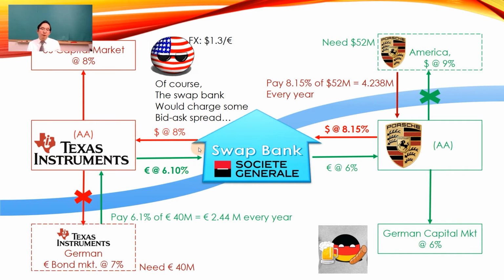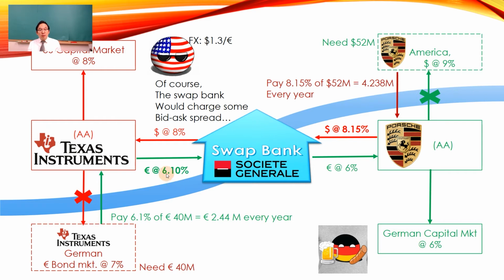So, for example, Societe Generale would pay 8% to Texas Instrument, but they would receive 8.15% from Porsche and get the difference of 15 basis points for their swap business in US dollar. And then for euro, they would pay Porsche 6%, but may receive a higher amount, like 6.1% from Texas Instrument, and get the difference of 10 basis points to make profit out of it.